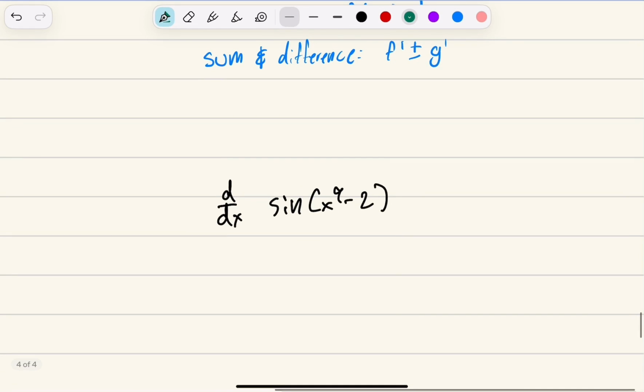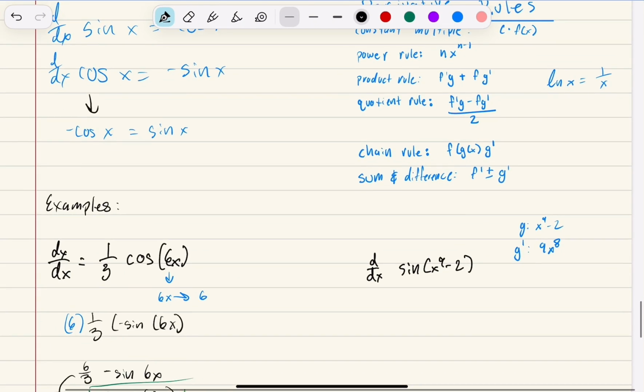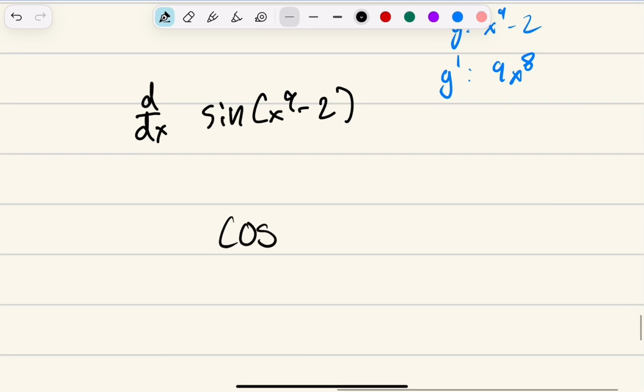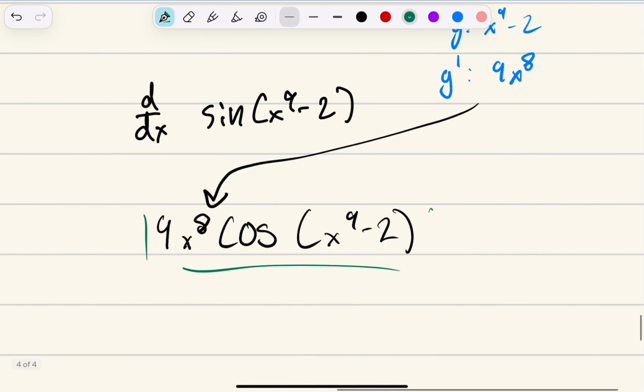And then here we have another chain rule. We have g equals x to the 9th minus 2. G prime is 9x to the 8th. The 2 goes to 0, and the derivative of sine is cosine, so we just put cosine, plug that back in, and then we multiply it. This literally drops down at the front, and boom. It's as easy as that.